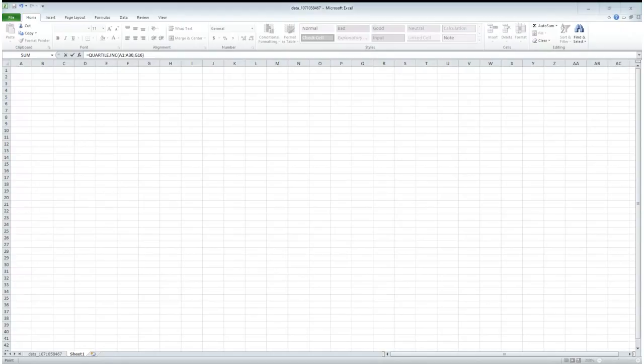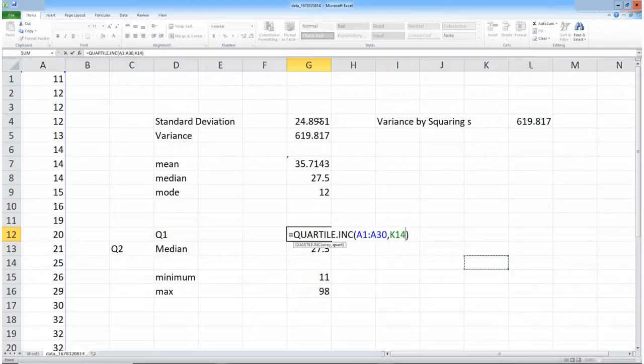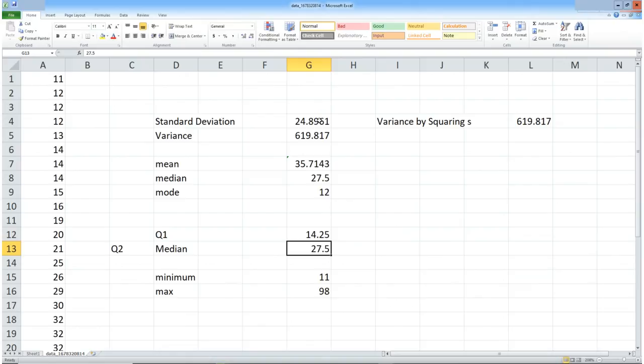All right. So, as I said, you've got all these functions. I showed you the standard deviation, the variance. So let's look at the quartile things. Now, you can see what pops up. When you put in quartile, you just select the data like you do for everything else, but you've got to put a comma and which one you want. Since we want Q1, you put a 1 there, 14.75.